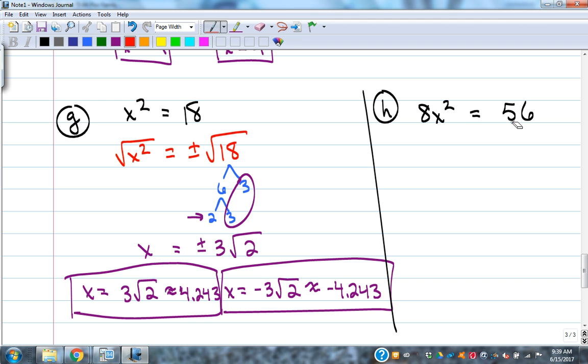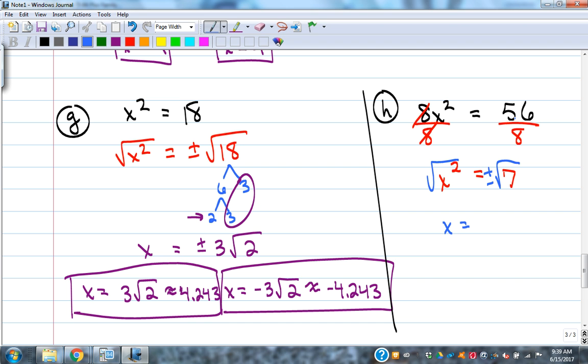We got to get rid of that 8. How do we get rid of that 8? Yeah, just divide by it. Good, Mattis. So divide both sides by 8. 56 divided by 8, 7. And on this side, we got x squared left. Get rid of the squared. We take the square root of both sides. Plus or minus on the side that's got numbers. Always put that plus or minus. If you don't, you're going to miss one of the answers.